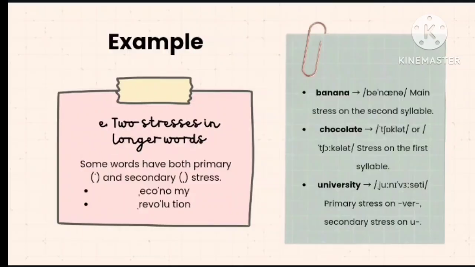Okay, the next slide. Finally, for the longer words, we might hear both primary and secondary stress. Let's look at a few common words. For example, here we have banana, with the main stress on the second syllable. Chocolate is stressed firmly on the first syllable. University: here we see it all. Primary stress on ver and lighter secondary stress on the first U. The final Y is weak and unstressed.